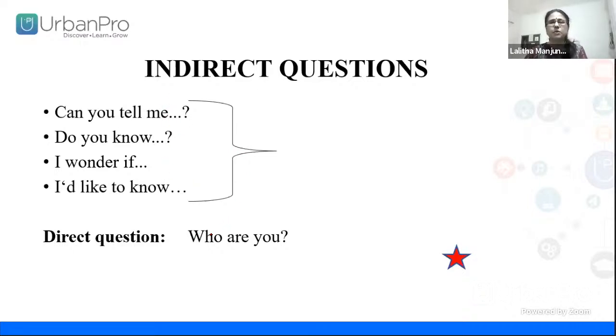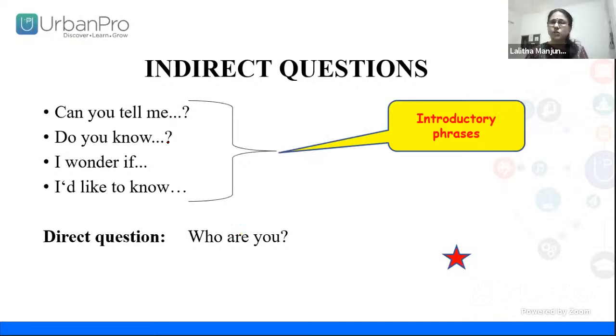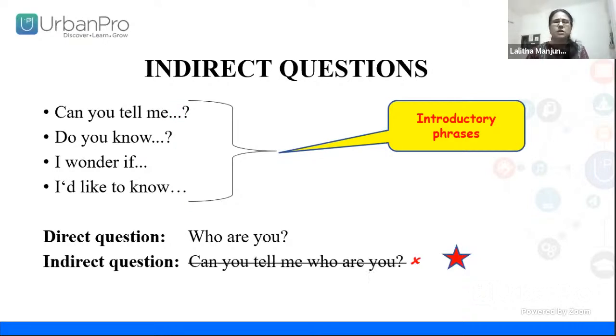Now let's see an example. Who are you? This is a direct question. So these are all the introductory phrases that I can add to a direct question to make it indirect. So now, how do I make it into an indirect question? I want to add this: can you tell me? And then do I just add who are you? No. Can you tell me who are you is not correct. This is again a common error that people make. I cannot just add the introductory phrases to the direct question. I have to modify the direct question slightly to make it into an indirect question.